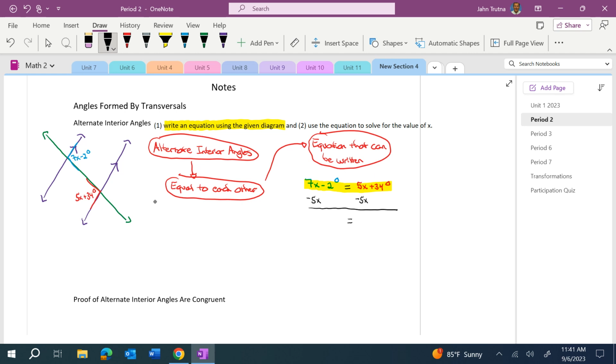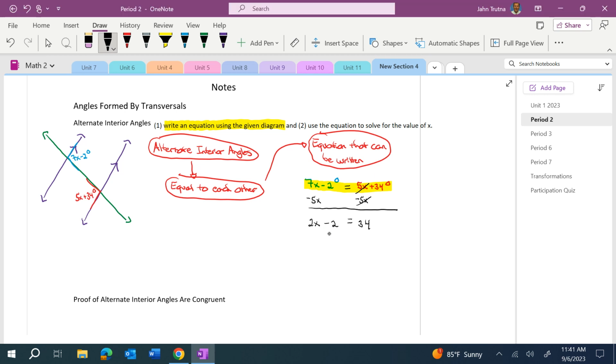Notice 7x minus 5x is 2x. I bring down the minus 2. Over here on the right side of the equation, the minus 5x cancels out the 5x. And then I just bring down the 34. So now I have the equation 2x minus 2 is equal to 34. And I continue to solve.